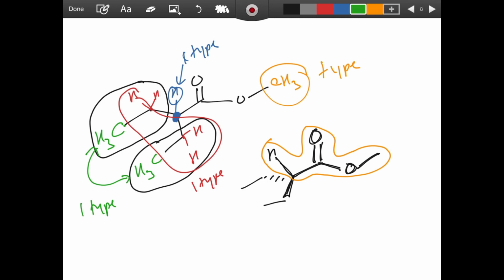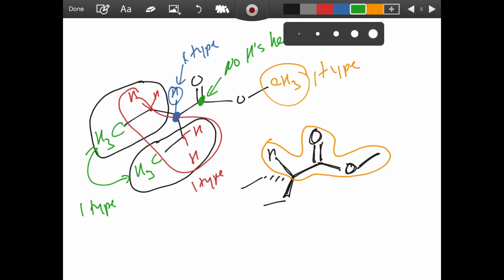And there are no H's there, right? There's a C double bond O. There's an ester there. There's no H's. So you're not going to know anything about this carbon right here because there's no H's on it. So we should have 1, 2, 3, 4 types of H's.